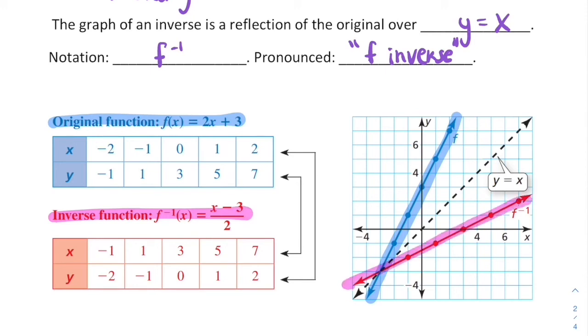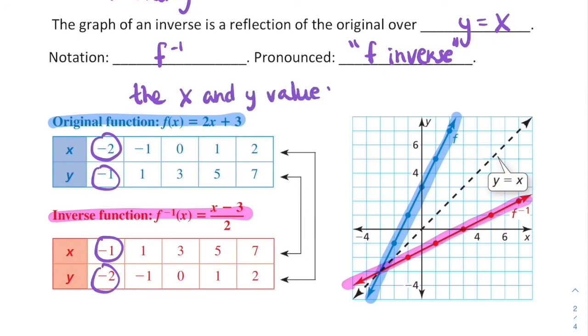All right, so let's take a look at the table and see what we notice. Notice that for every x value on the original function, it matches up with a y value on the inverse. And the opposite is also true. The y's match up with the x from the inverse. And that happens for all of the ordered pairs here. So just to reiterate, the x and y values switch places.